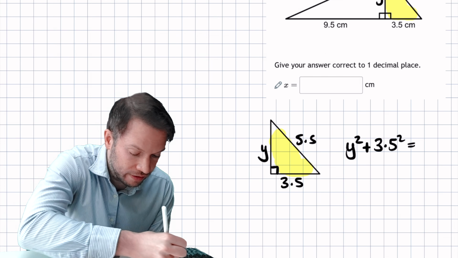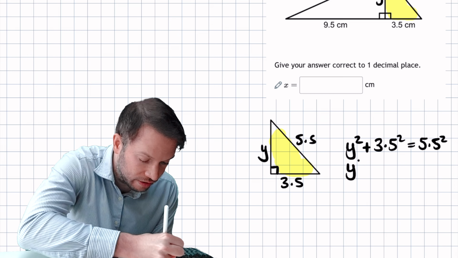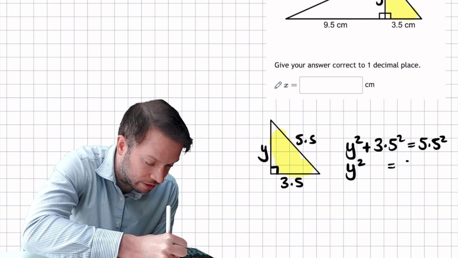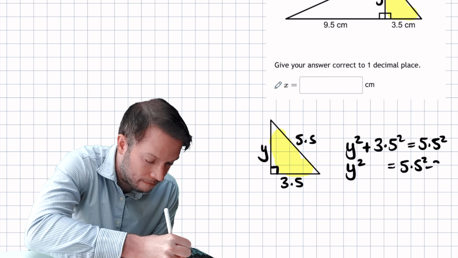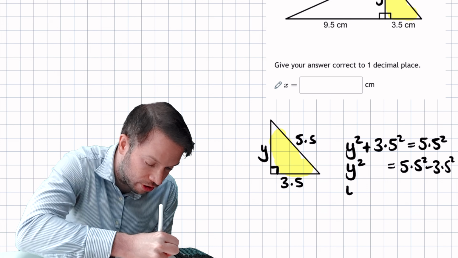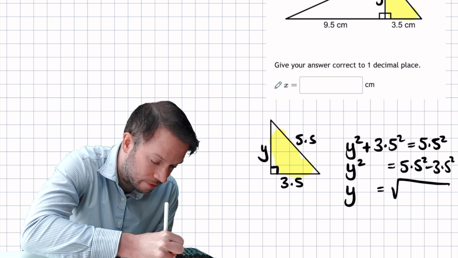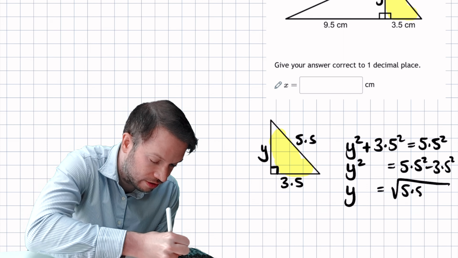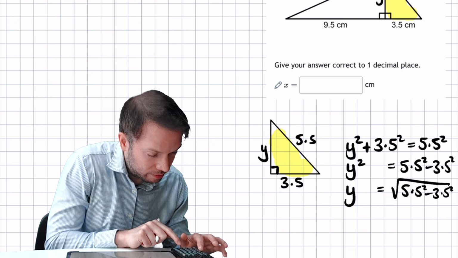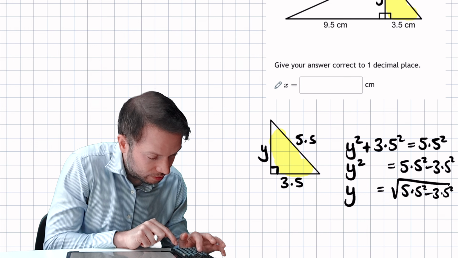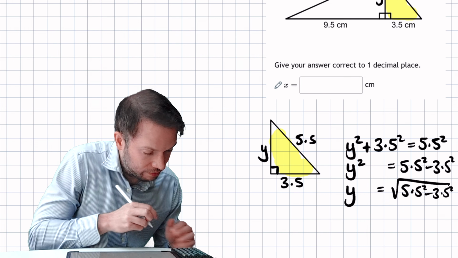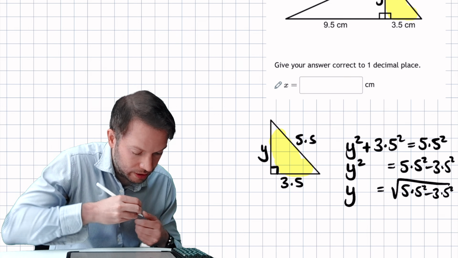And then to work out y, we can subtract 3.5 squared from both sides of the equation. And then we can square root both sides to get rid of that squared. So we're going to do this on a calculator. The square root of 5.5 squared minus 3.5 squared. And that gives you 4.2426. That'll do. I'm just giving lots of decimal places to avoid any rounding errors.